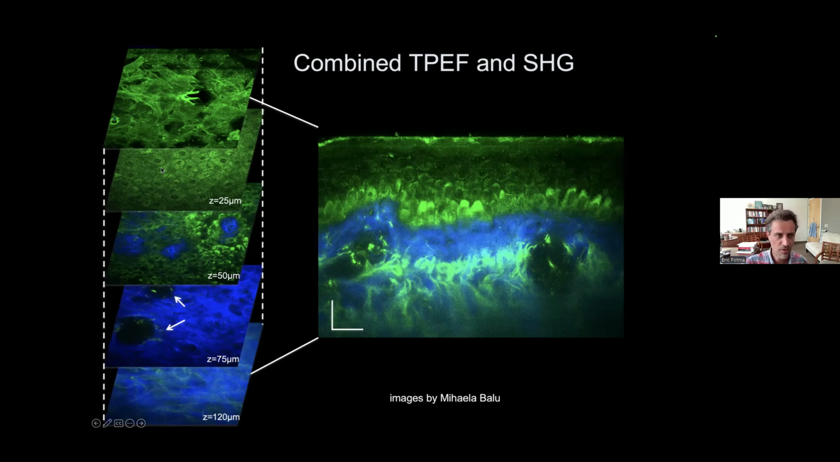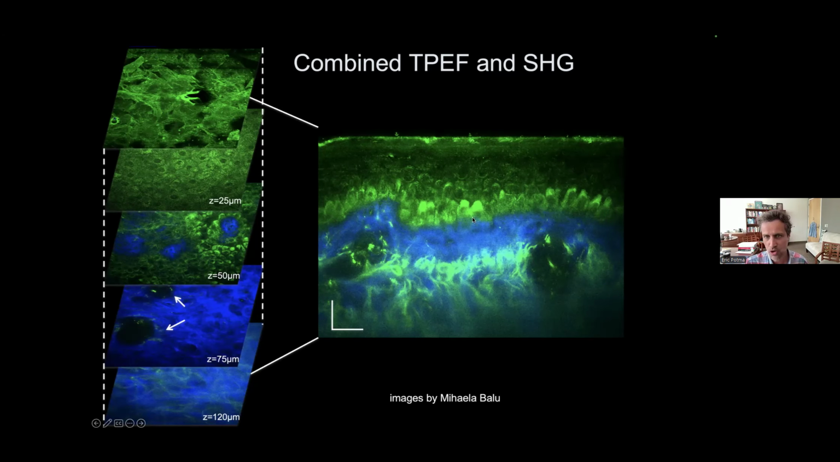And what you see here as a function of depth is different structures contributing in different ways. So you see a beautiful demarcation here. This line here is the basal cell layer that separates the dermis from the epidermis.